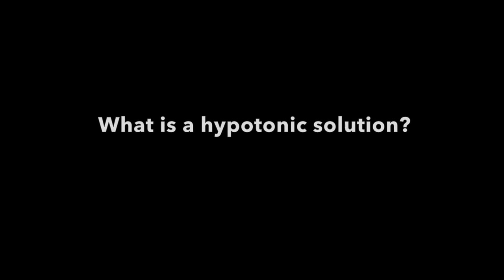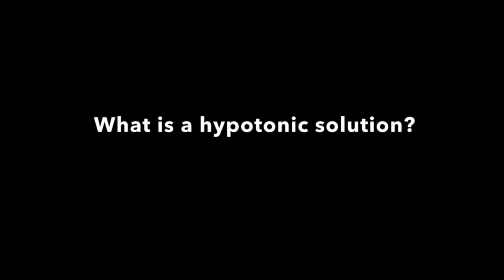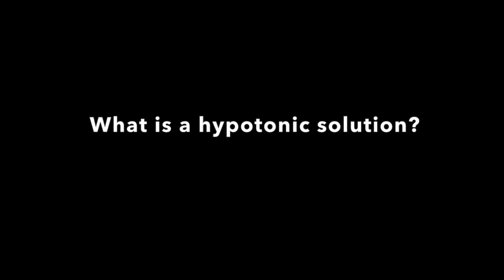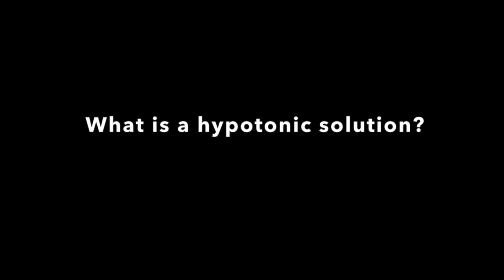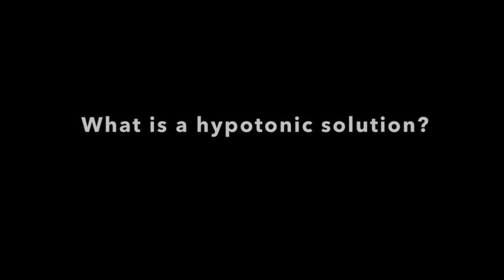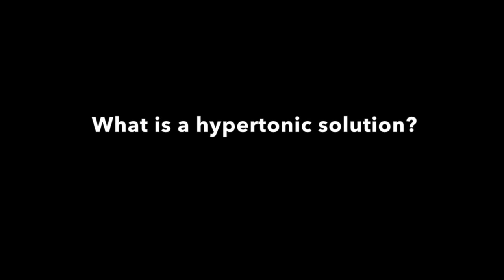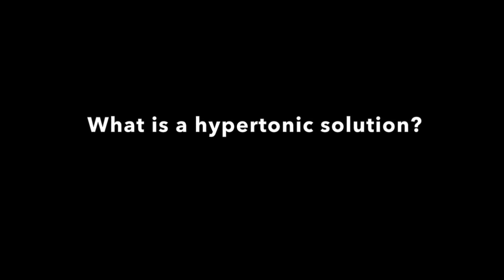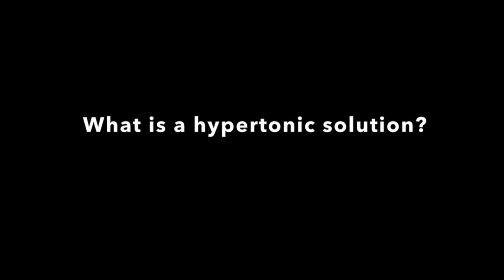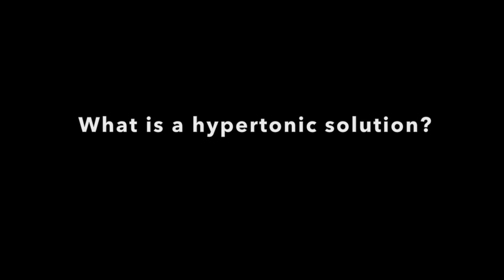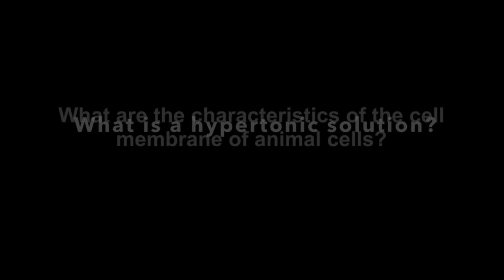What is a hypotonic solution? A hypotonic solution is when the external environment of the cell has fewer solutes than the inside of the cell. What is a hypertonic solution? A hypertonic solution is when the external environment of the cell has more solutes than the inside of the cell.